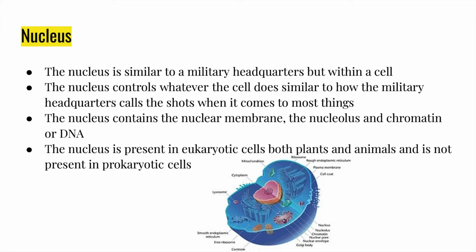The nucleus is present in eukaryotic cells, both plants and animals, and is not present in prokaryotic cells. This is a diagram of the nucleus. The nucleus is seen in the middle with purple being depicted around it.